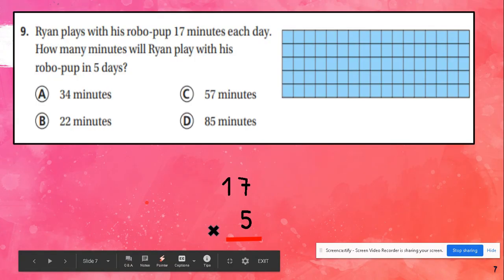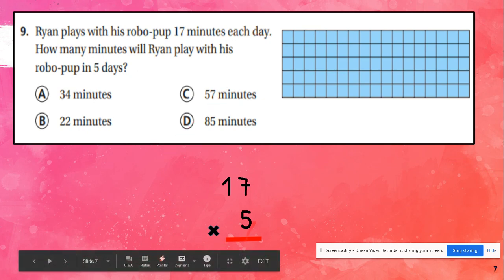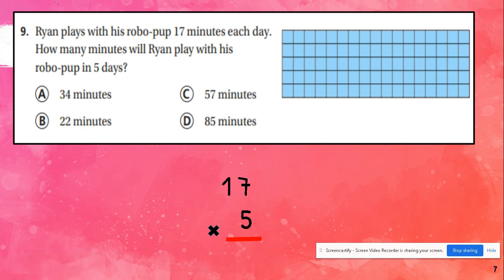Here are the questions for the quiz. I'm going to help you set it up. Ryan plays with his RoboPup 17 minutes each day. How many minutes will Ryan play with his RoboPup in 5 days? So here you can shade in and count your blocks, your units, or you can multiply 17 times 5 and find your answer. We are multiplying. We are not adding. We are not subtracting.